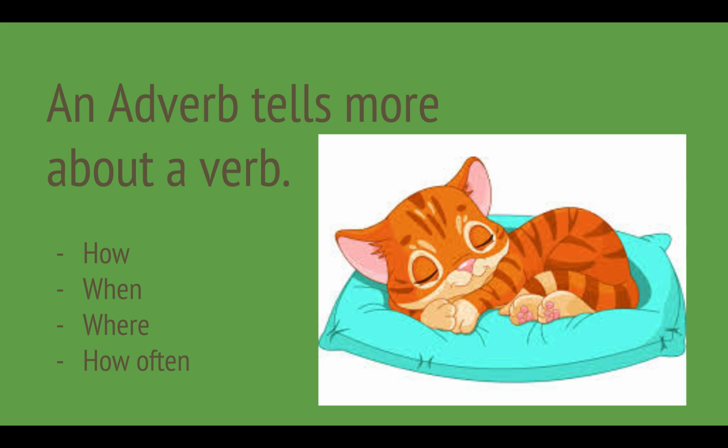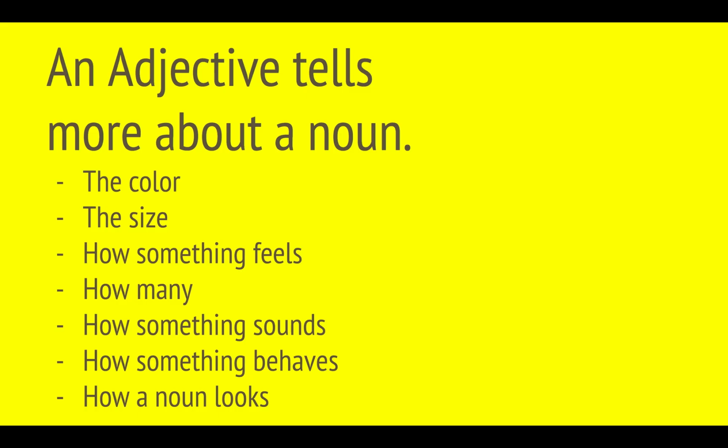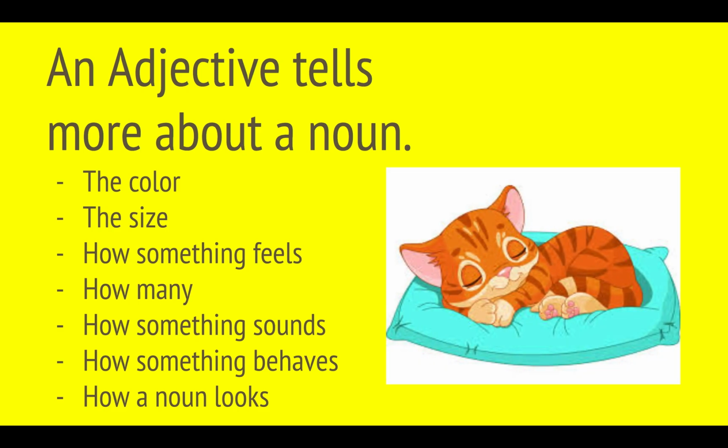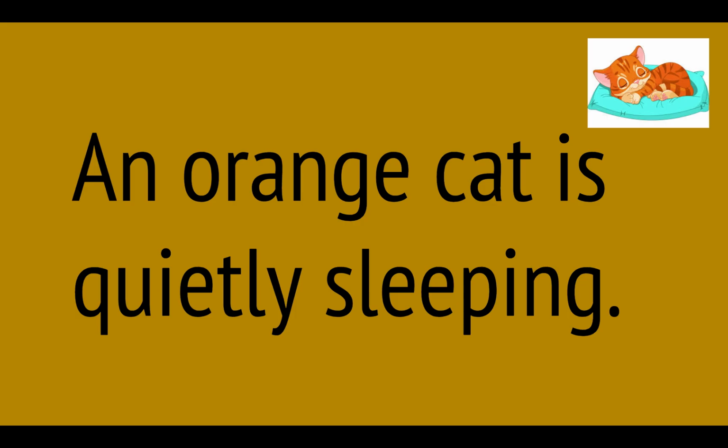So there's our kitten. An adjective tells you more about a noun, the color, the size, how something feels, how something sounds, how something behaves, how a noun looks. So the orange cat, it's telling you about the cat. It's telling you that the cat is orange.